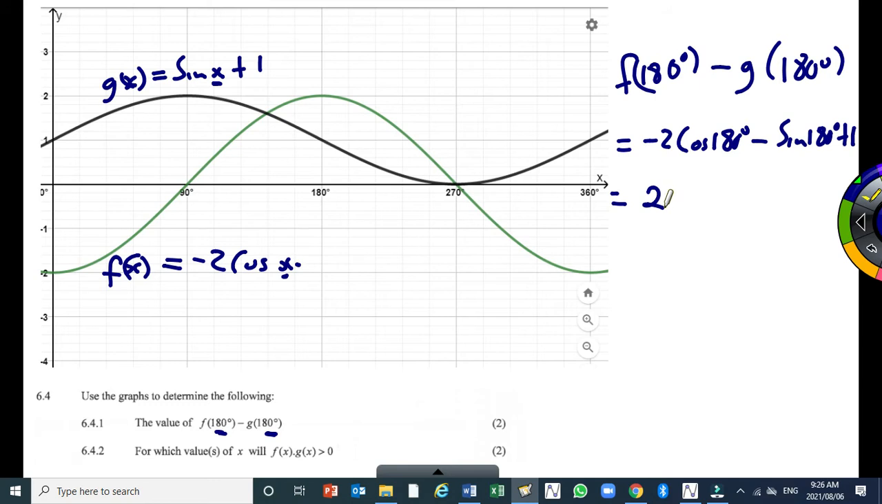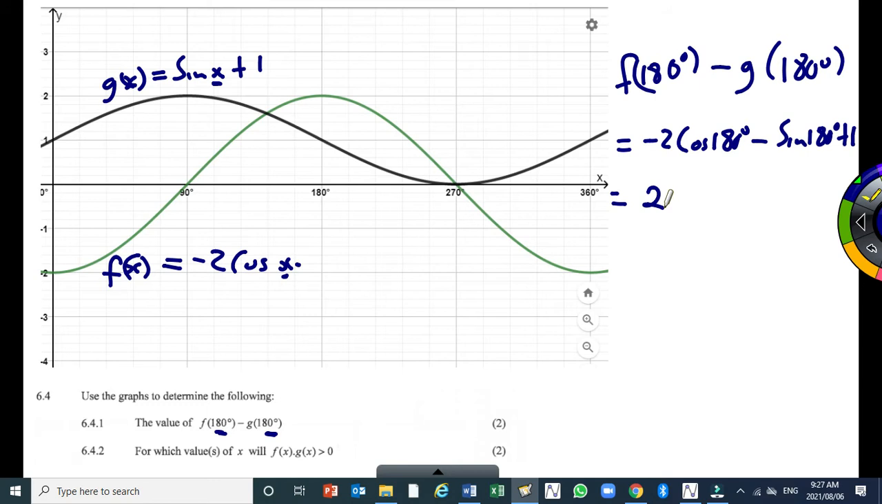But in my case, I'm not using a calculator. So before I get my answer, I need to know what is cos 180 degrees. Because 180 degrees is a special angle. It's equal to negative 1. That negative 1 times minus 2 will give me what? A 2. But if you are using a calculator, you get 2 straight away.